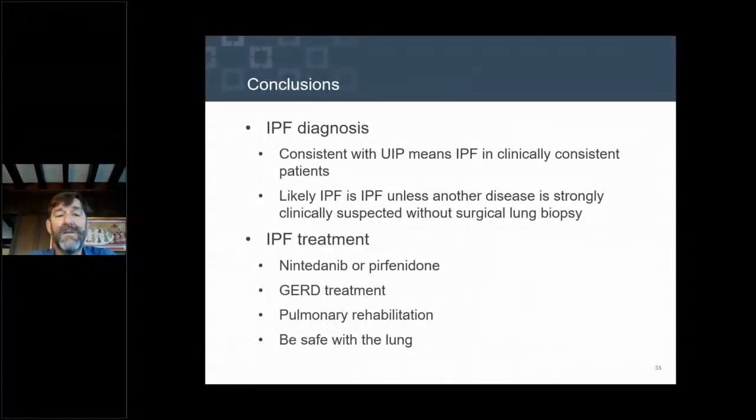So the diagnosis: we all know what UIP, IPF is, but now we know that likely IPF we can treat as IPF. We also now know that progressive pulmonary fibrosis behaves like IPF and can benefit from treatment with antifibrotics. I showed you the study with nintedanib, which now has that indication. Pirfenidone has not been studied in that situation yet.